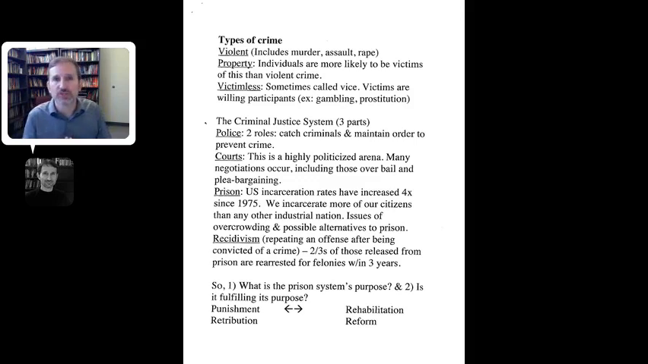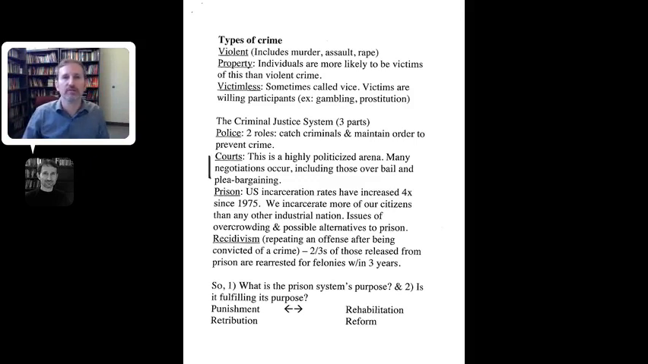Lastly, the criminal justice system is composed of three general parts I'd like you to know. The police you could think of as the first line of defense against crime. And so their two roles are catching criminals and maintaining order so as to prevent crime. Most people know about the catching criminals part, but they don't think, for example, about the police officers who are outside of a center after a big game who are working to direct traffic. So they're maintaining order in order to prevent accidents, crimes from happening.